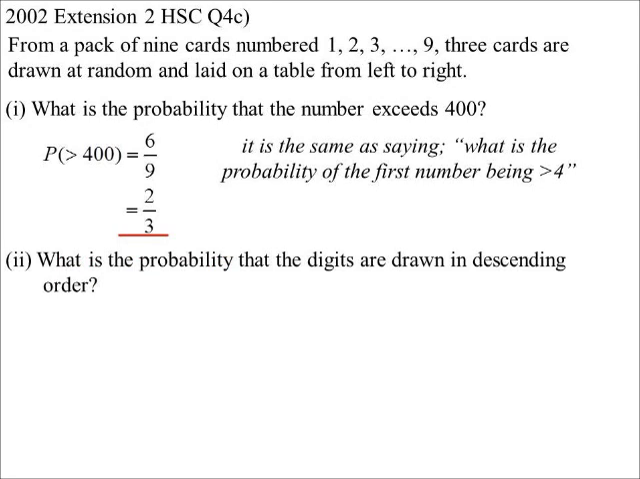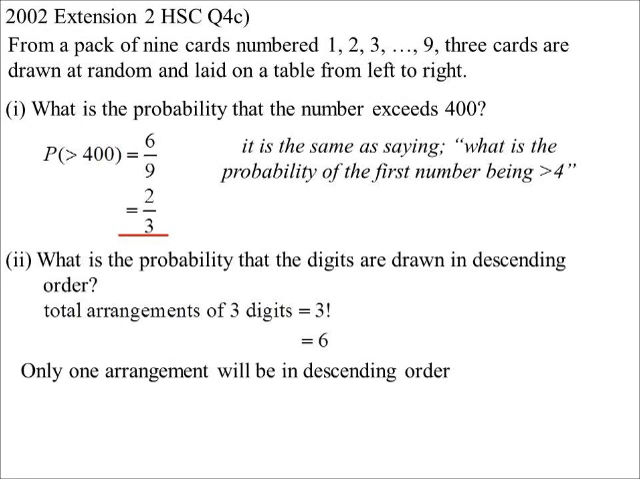Okay. What's the probability that the digits are drawn in descending order? Now that doesn't necessarily mean consecutive, it just means in descending order. So I might go 9, 2, 1, or 8, 3, 1, descending order, whatever the digits are. Well, whatever the 3 digits that I pull out, I know there's going to be 3 factorial ways of arranging those 3 digits. How many of those arrangements will be in descending order? So there's your probability. So the probability is 1 in 6.